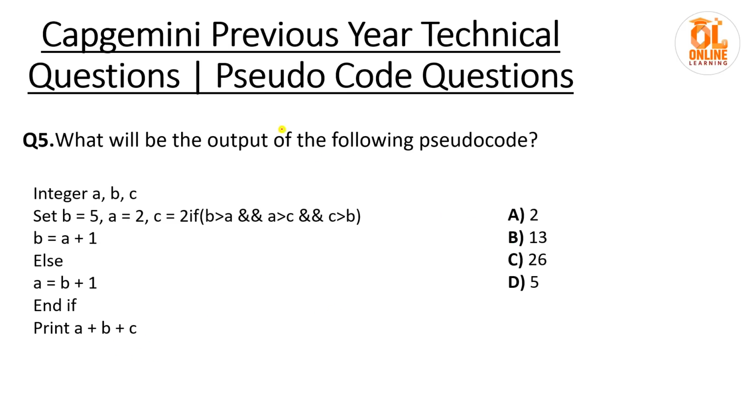Coming to the next question. What will be the output of the following pseudocode? In this a, b, c. Set b equal to 5, a equal to 2, c equal to 2. Okay, till here it's done, and we are checking if b greater than a, 5 greater than 2, yes, and a greater than c, 2 greater than 2, no, both are equal. So here conditions are not satisfied.